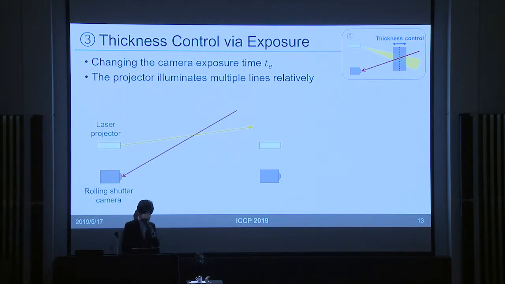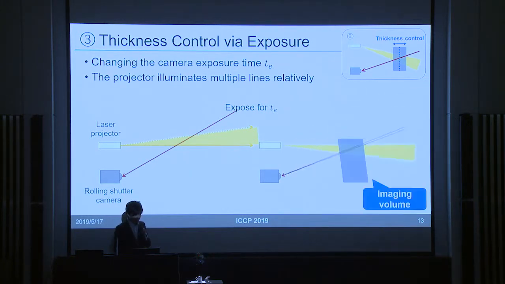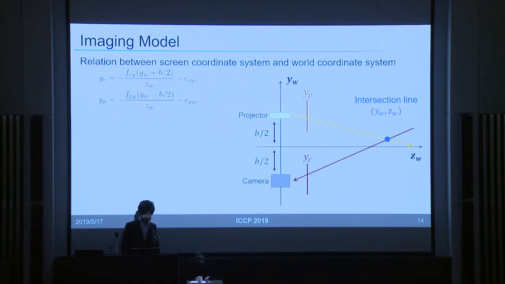Finally, the exposure of the camera controls the thickness of the imaging plane. A higher exposure leads to a larger cross-section of intersection due to multiple illumination during a single exposure. This forms our volume for selective imaging. Our imaging plane or volume can be mathematically formulated using the geometry of rays, assuming a pinhole camera and projector model.